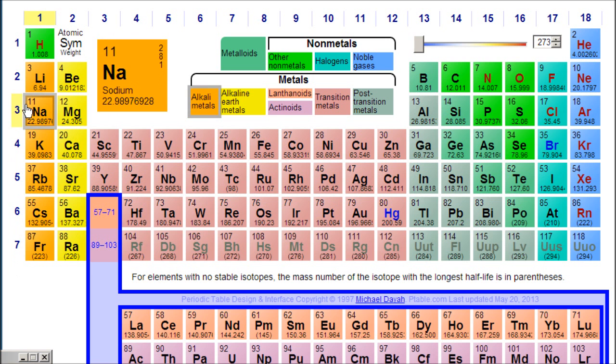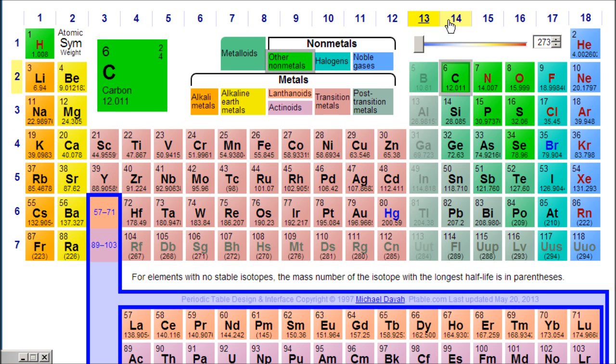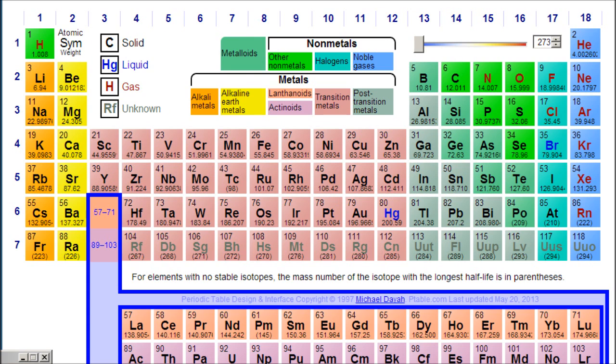Okay, so what block is germanium in? Is this the d block? Is it the p block? Is it the s block? What's going on here? This is the p block. Germanium is in the p block, which means it should have its highest energy electrons in a p orbital. Let's see. So this column corresponds to having one high energy electron in the highest energy p orbital. This column corresponds to having 2 electrons in the highest energy p orbital. So germanium should have 2 electrons in its highest energy p orbital.